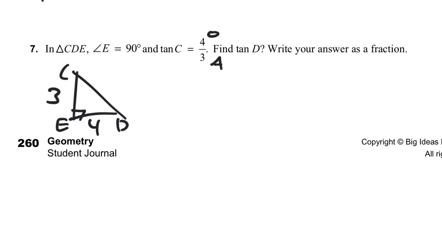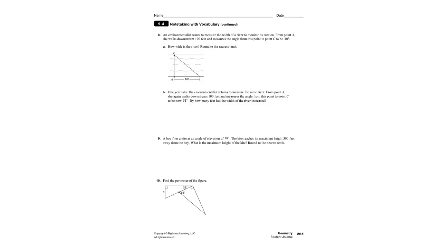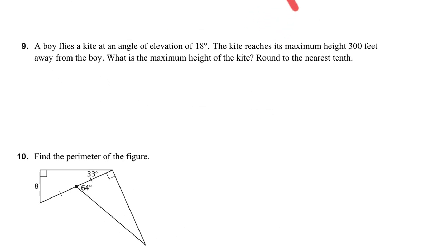It says find the tangent of D. It just so happens for D, my opposite is 3, and its adjacent is 4. What this problem is trying to show you is that the tangent of one acute angle is equal to the reciprocal of the other acute angle's tangent. But drawing a picture helps. There we go. I'm going to skip these two really quick, number 8A and B, and let's go ahead and set up number 9.